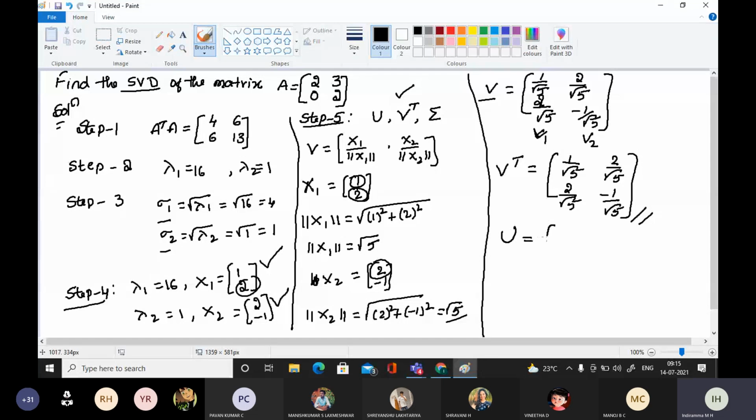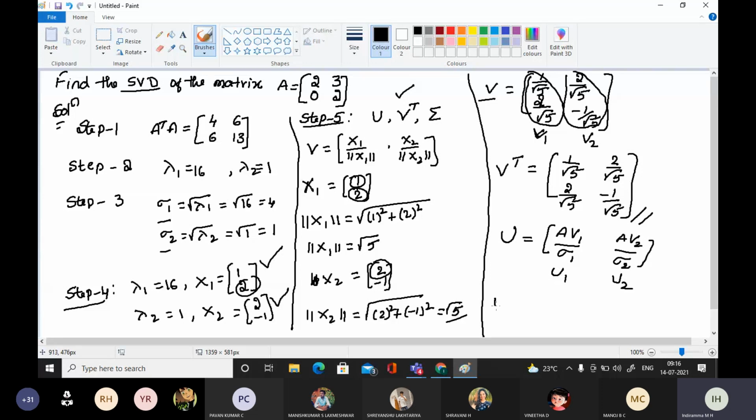U can be found by A into V1 divided by sigma 1, and next A into V2 divided by sigma 2. We take these as U. This is V1, the first column of V, and this is V2, the second column of V. First we find A into V1, then divide by sigma 1, the singular value. We call these U1 and U2.